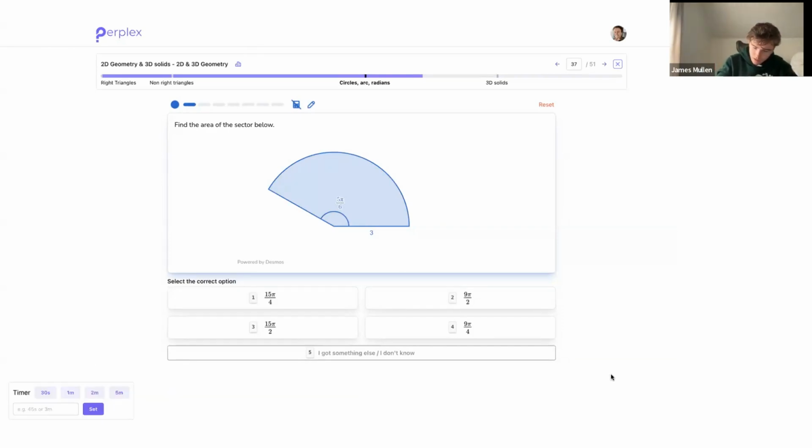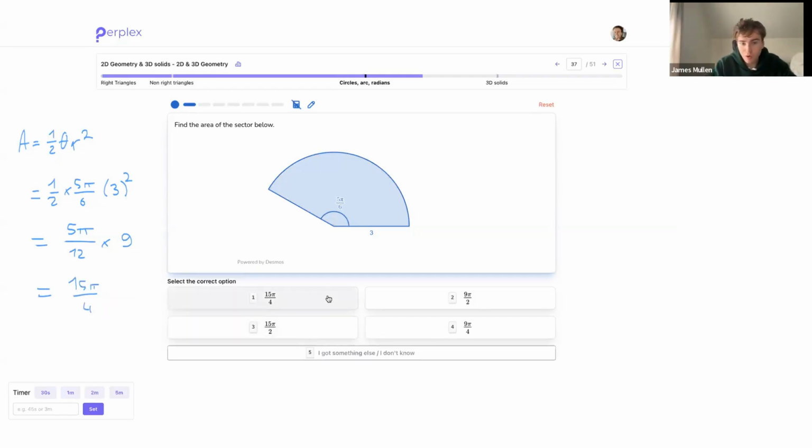I know that the area of a sector, we just said, is half of theta times r squared. And in this case, I have a theta of 5 pi over 6 and a radius of 3. So what does this give me? It gives me 5 pi over 12 times 9, which is 3 times 3. One of those 3's cancels with the 12, since 12 has a factor of 3, so it gives 5 pi over 4 times 3, so 15 pi over 4. Sorry, over 4. That's option number 1.